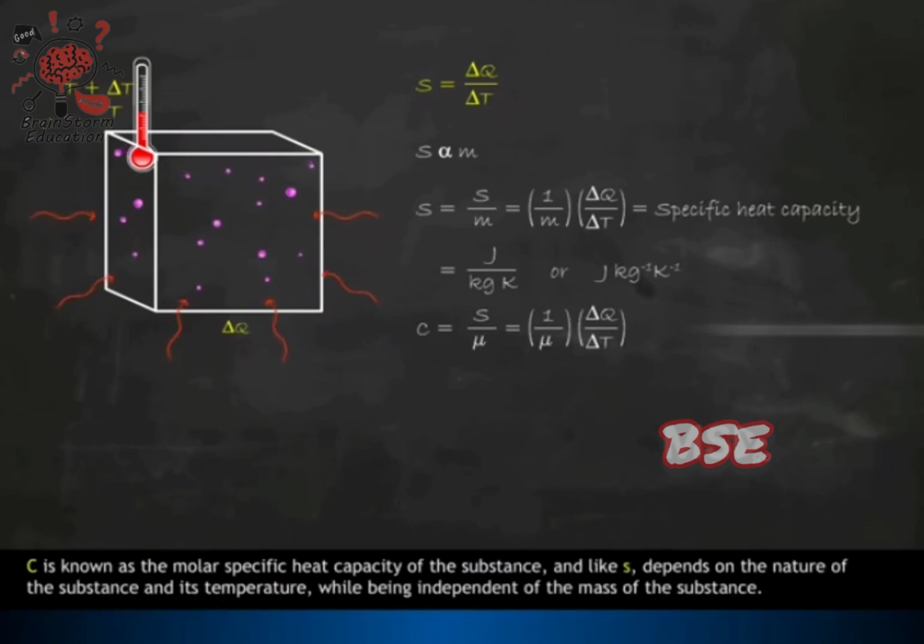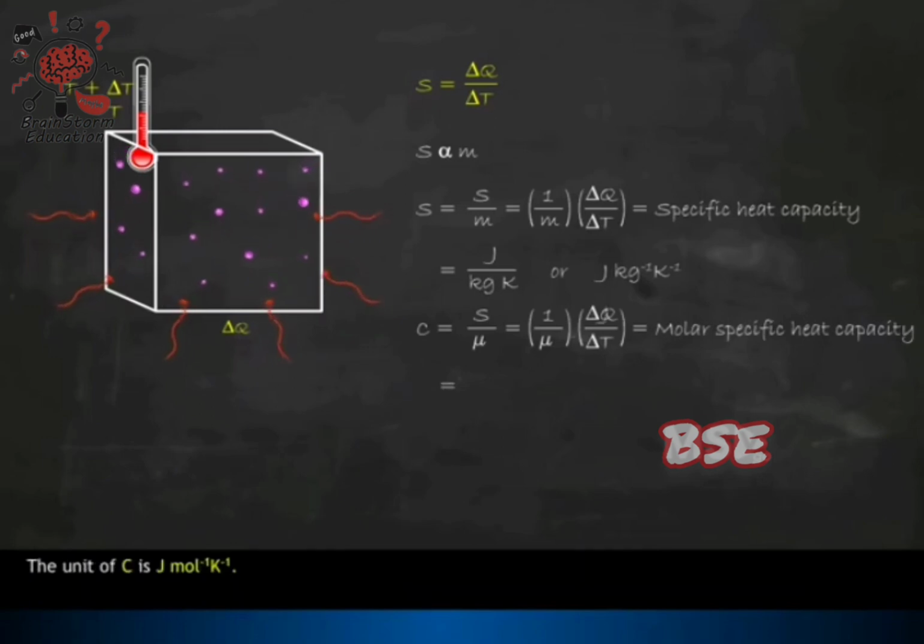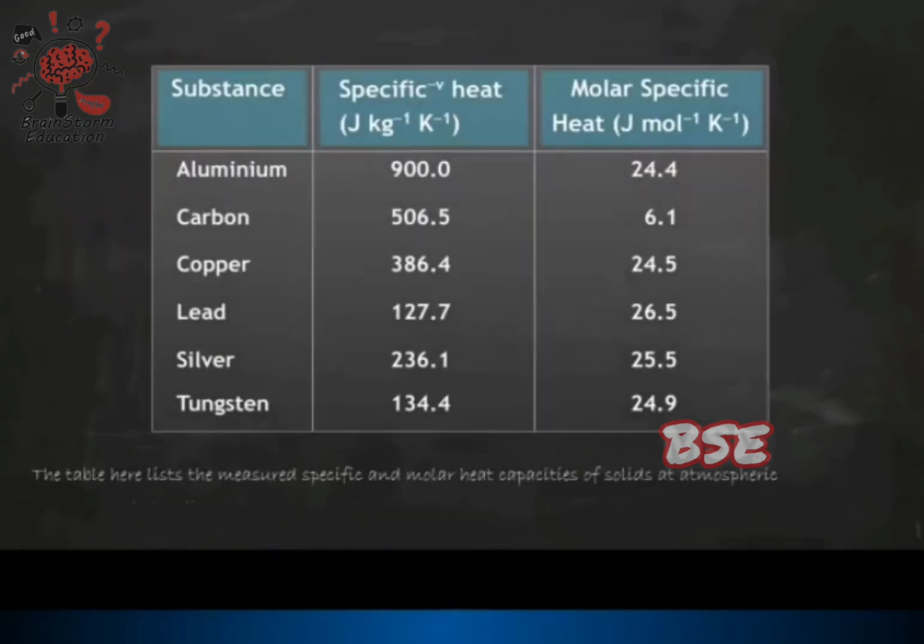C is known as the molar specific heat capacity of the substance, and like s, depends on the nature of the substance and its temperature, while being independent of the mass of the substance. The unit of C is joule per mole per Kelvin. The table here lists the measured specific and molar heat capacities of solids at atmospheric pressure and at ordinary room temperature.